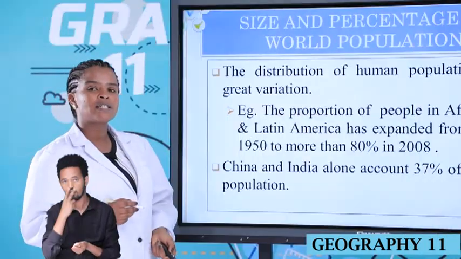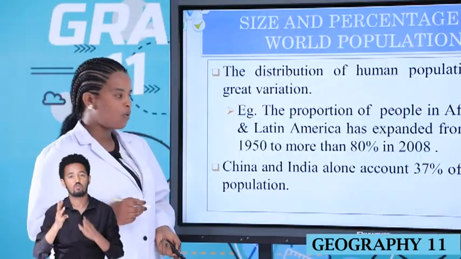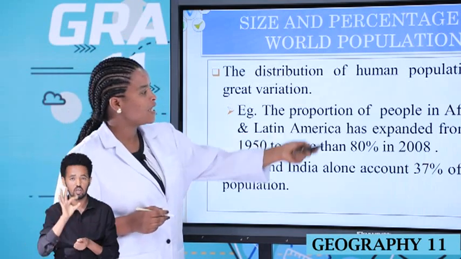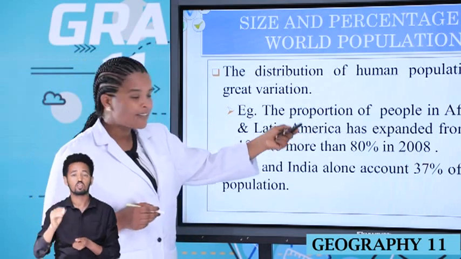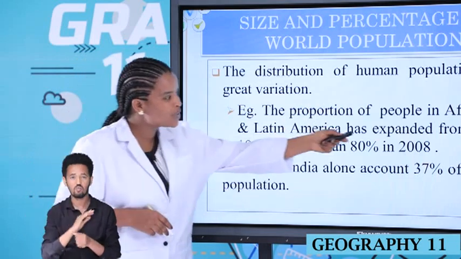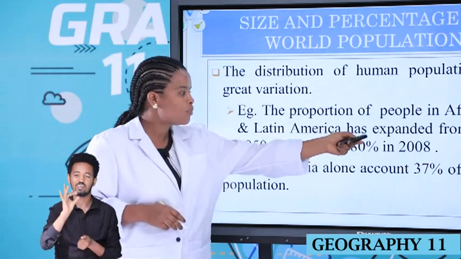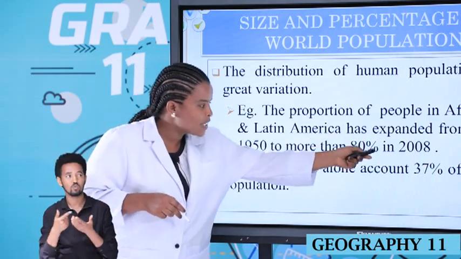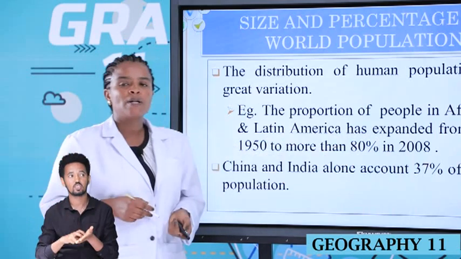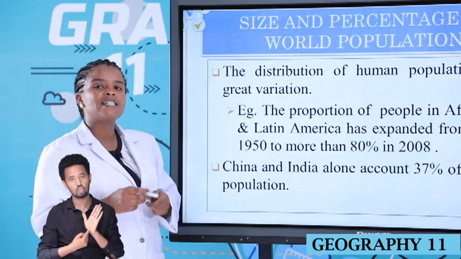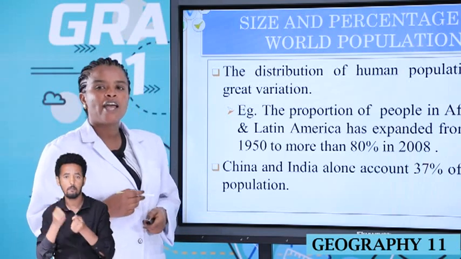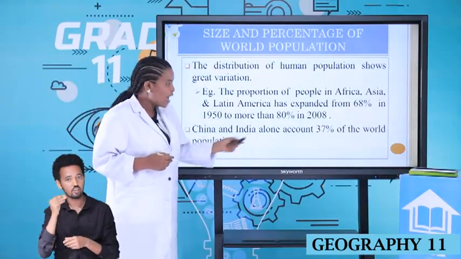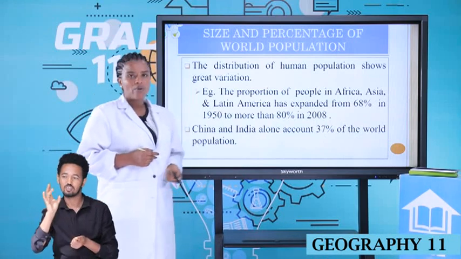Let us see the size of the world population. During the 1950s, the Asian, African, and Latin American population together accounted for 68% of the world population. But it increased rapidly. During 2000, it reached 18%. This shows there is a rapid population increase in the world. China and India alone account for 37% of the world population.